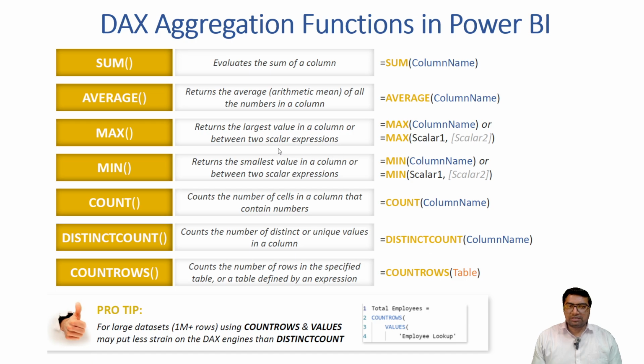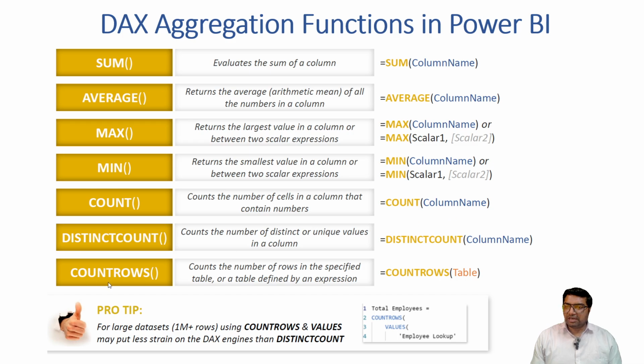Count simply counts the number of cells in the column that contain numbers. So you can take count and the column name, and you will get the count of that particular column, how many values there are. So what is the difference between count and distinct count? Count also includes the duplicate values. Distinct count simply counts the number of distinct or unique values in that column. So it is called distinct count with the column name, and the function works like this.